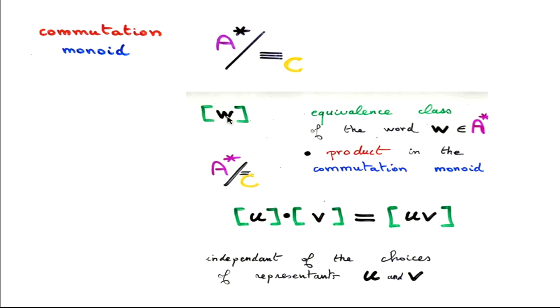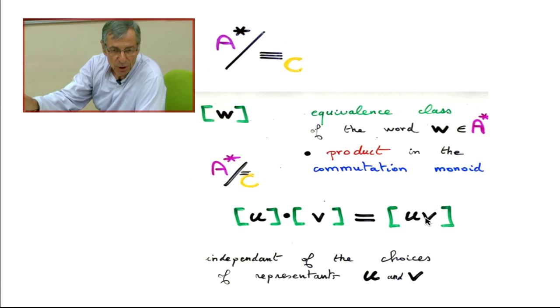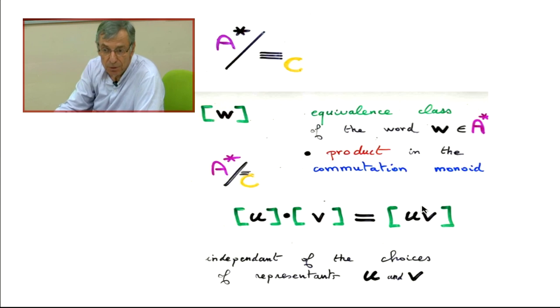So we take a word W. I denote by, between brackets, the equivalence class of the word for the commutation. And then the product in this commutation monoid, this quotient of the free monoid by the relation C, is defined by this. You take any representative U of a certain class, multiply by the class of V, and I define this to be the class of the concatenation UV. And you can check very easily that this product of two classes does not depend on the choice of the representative of U and the representative of V in each different class. So this is the commutation monoid.